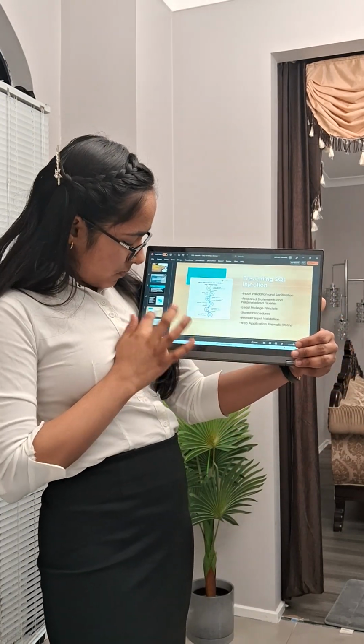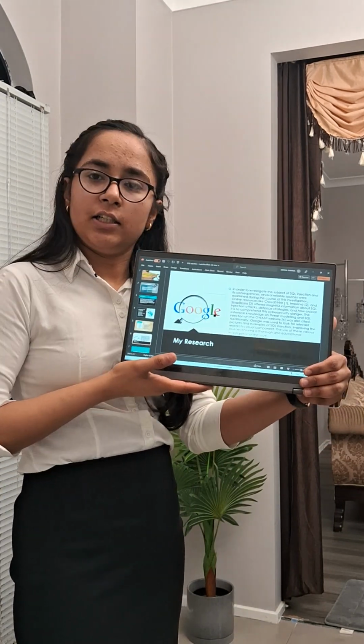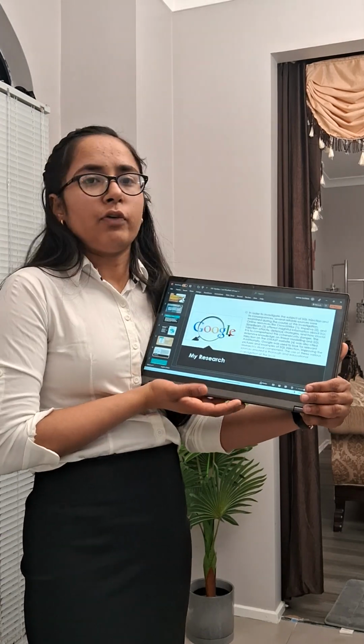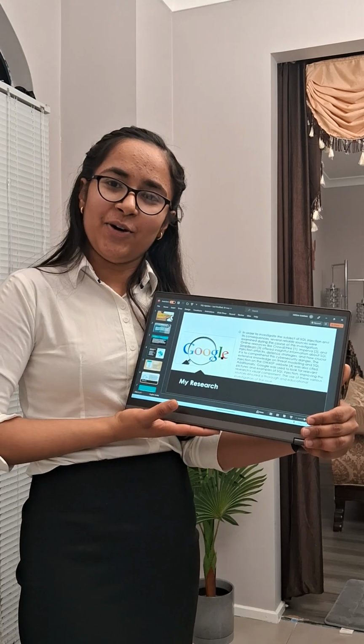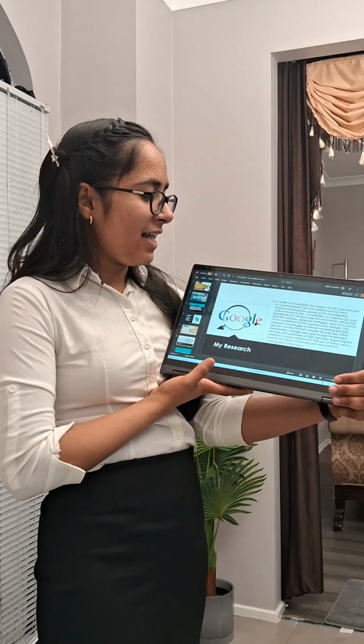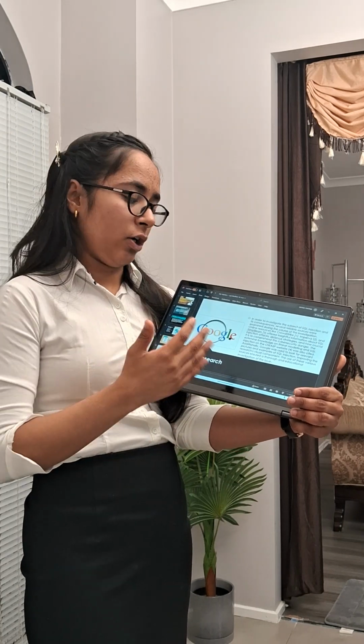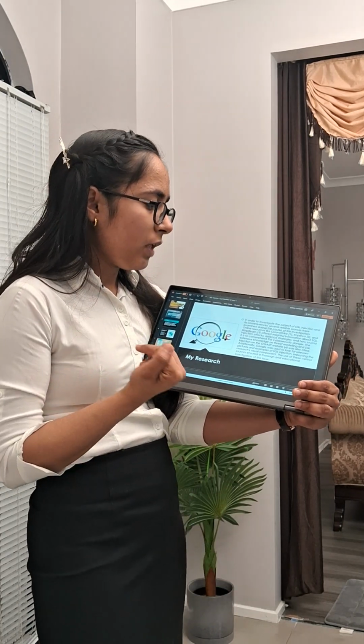Okay, so moving ahead. This slide was just telling about my research, how I worked on it. Of course, I used Google for it. The first option that comes to our mind is Google. So I searched a lot regarding this on Google, so I got a lot of websites from that.